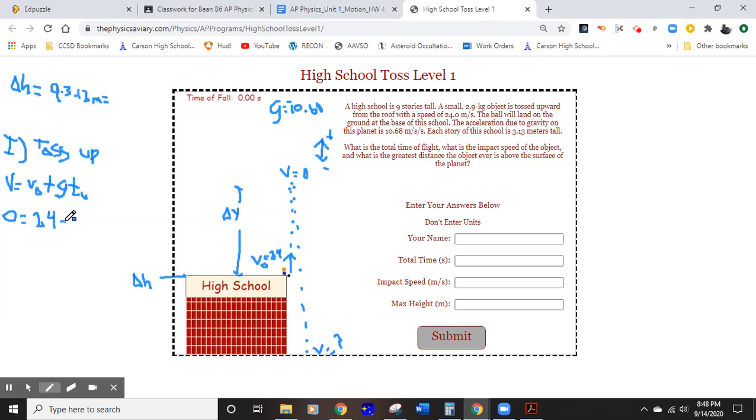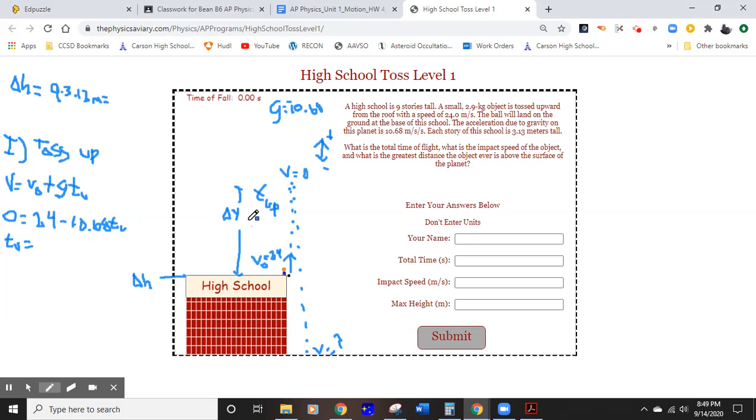Now here, I'm going to go ahead and write in minus, because g is negative 10.68. So negative 10.68 is right here. Okay. And then times t up. So from here, I should be able to find the time up. And this will be the time it takes to go up. Okay, so that's going to be t up, and we know what t up is going to be.